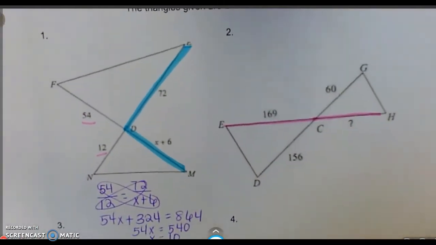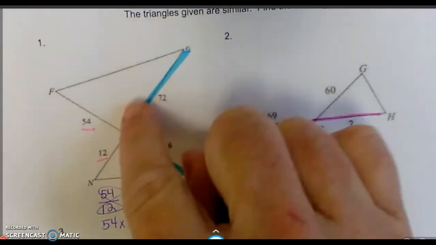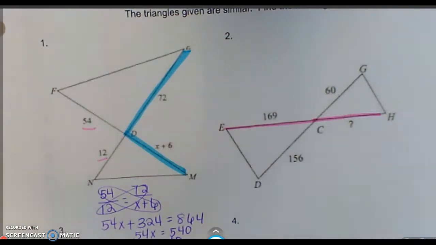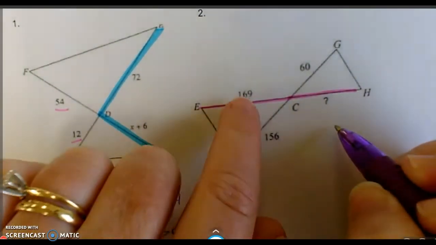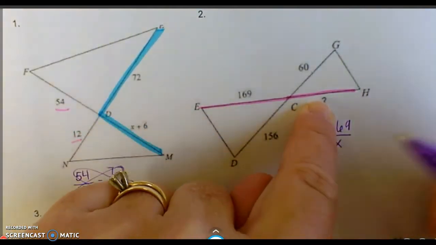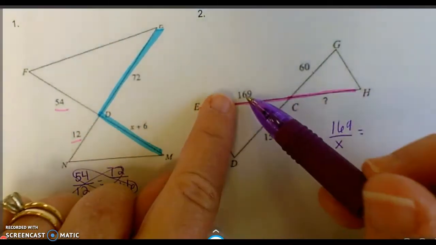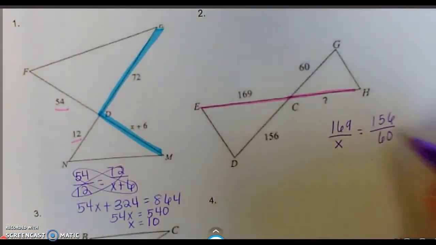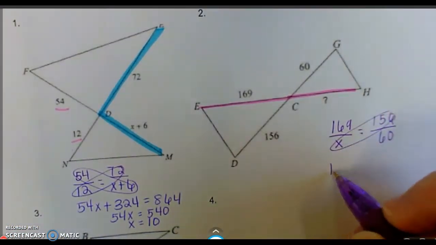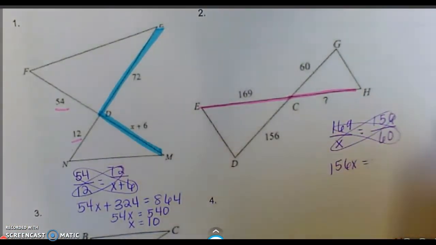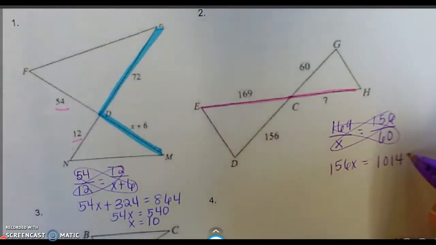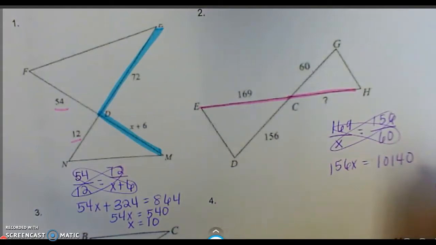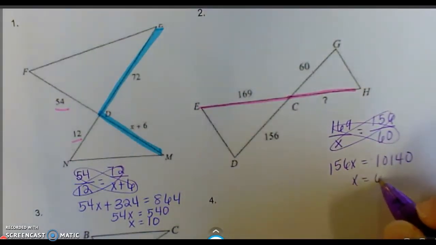So what I want you to realize, especially looking at number 1 and number 2, sometimes it's these two that are the same, sometimes it's the cross ones that are the same. And there's no way to really know without some information like I just showed you. So I know that 169 goes with what we're looking for, which is x. And then because I started with this triangle, I need to start with the 156. And it must go with the 60. Okay, cross multiply. So I know 156 goes with x. Do the other side, 169 times 60. All right, we're going to divide by 156. And we get x is 65.